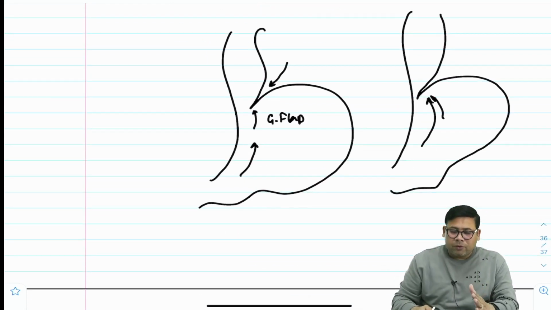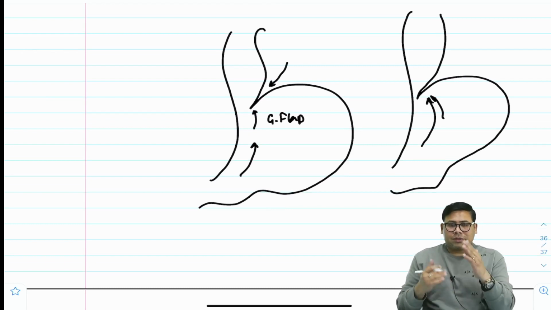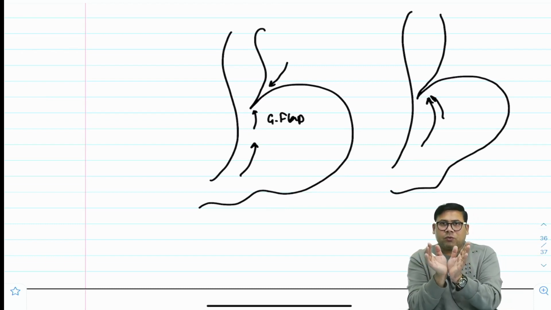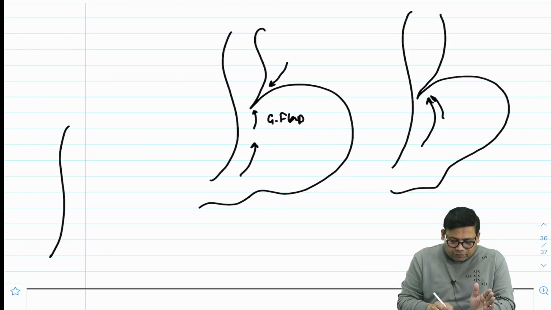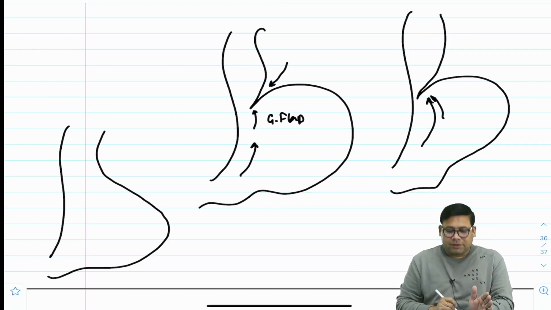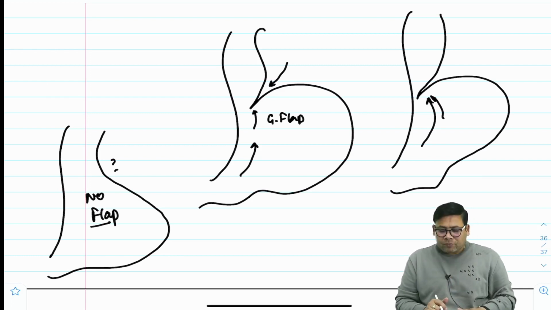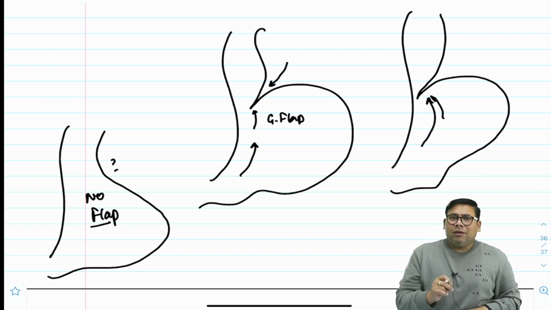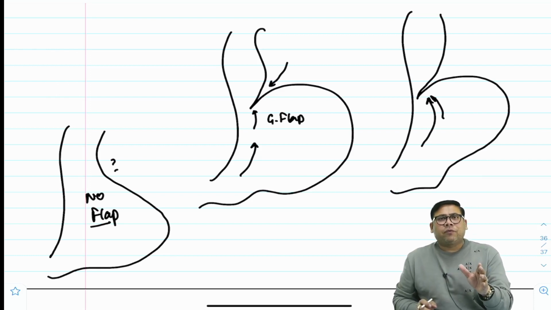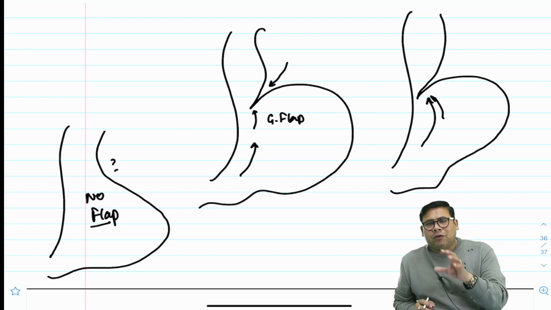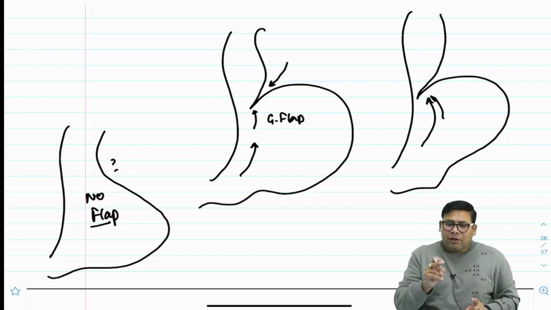When we talk about this angle of His, it has to be more acute. Suppose the patient has an angle of His like this, so in this case there will be no flap effect, and thus there will be chaos. We cannot change the dimension of the esophagus. We cannot change a lot of things, but one thing we can maneuver is the gastric flap.